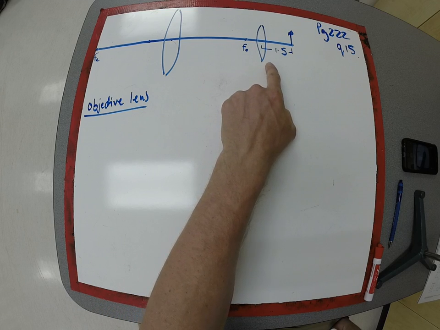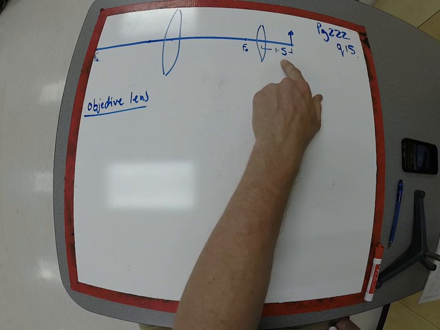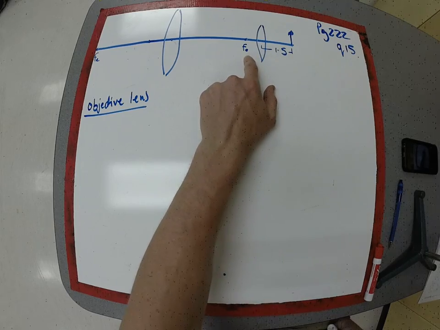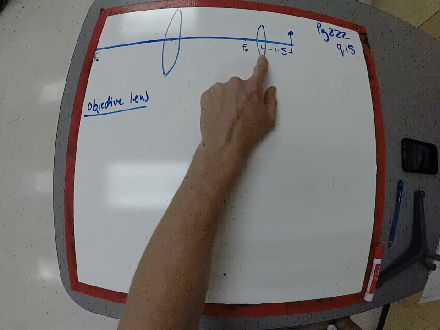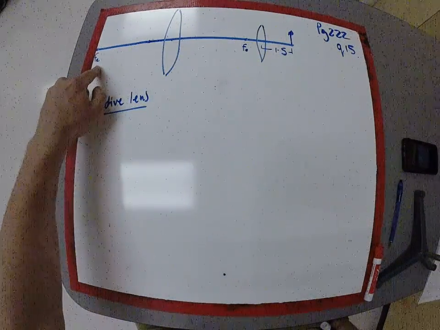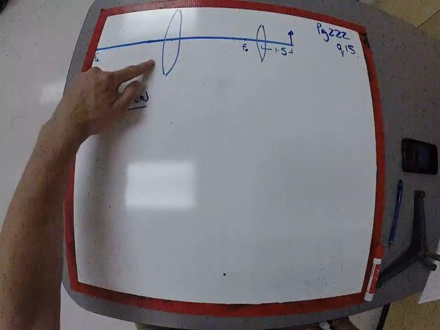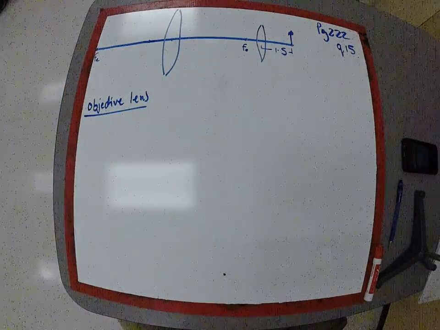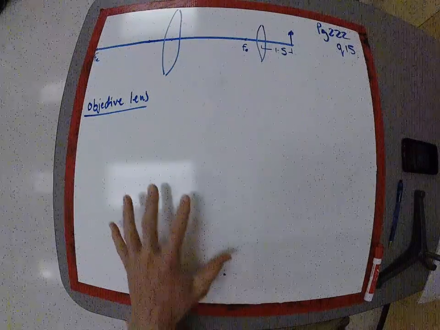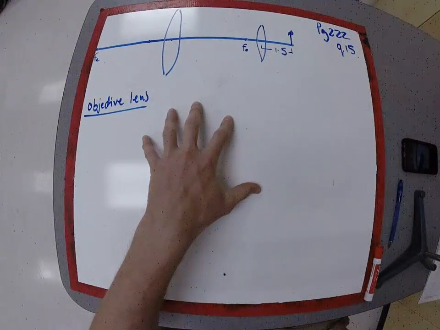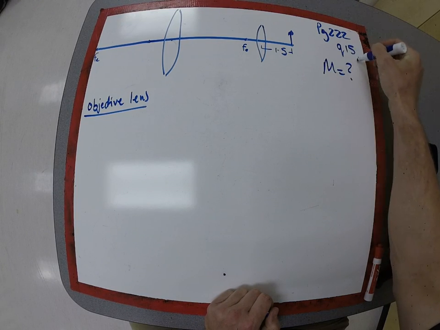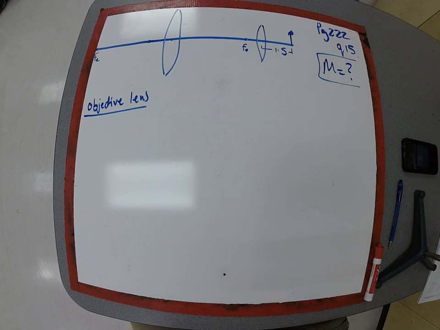It tells you that the object is 1.5 centimeters from the objective lens, and the focal distance of the objective lens is 1 centimeter, and the focal point of the eyepiece is 7 centimeters. So all of those are on there at this point. It's asking ultimately for the magnification. So it's asking, what is M? That's the question. And this is a bit of a tricky question.